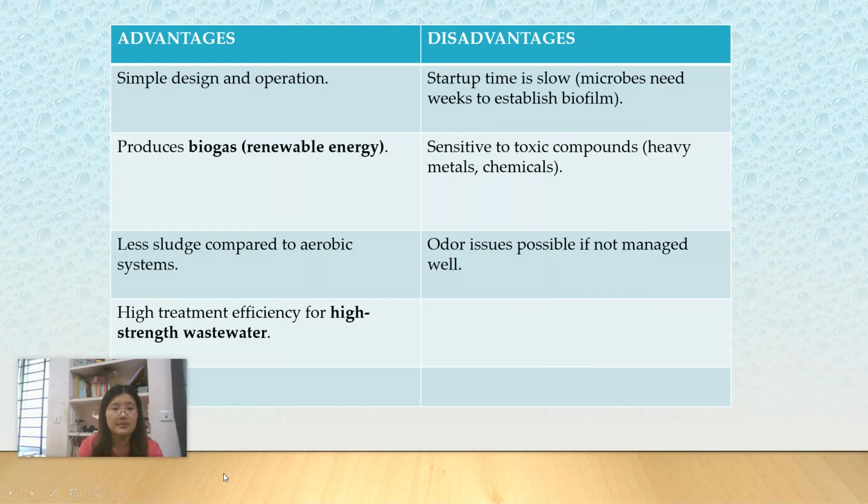Okay, now let's talk about the advantages and disadvantages of this anaerobic filter. The advantage is that it's a very simple design and very simple to operate, and it produces biogas, which is a renewable energy resource. It produces less sludge compared to aerobic systems, and has high treatment efficiency for high strength wastewater. The disadvantage is that the startup time is very slow, because the microbes need weeks to establish a biofilm. They are very sensitive to toxic compounds like heavy metals and chemicals. Odor issues are possible if not managed well.